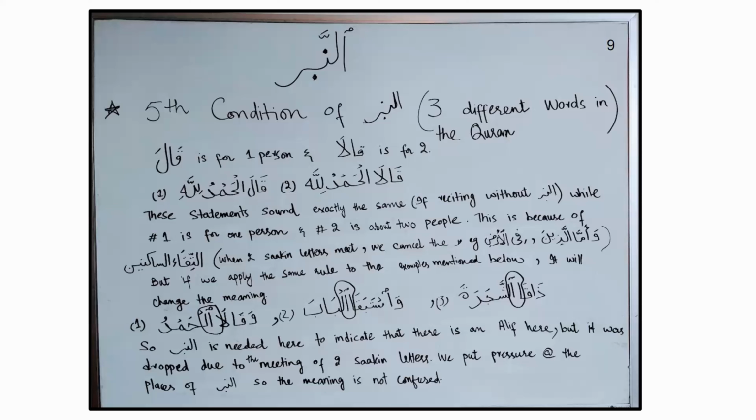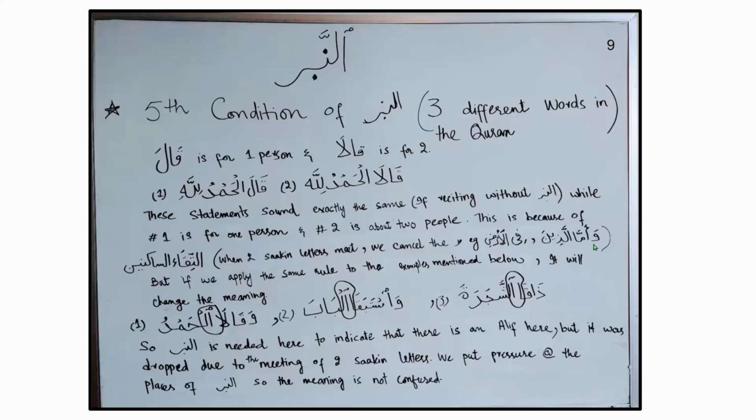And this is because of the rule of ittaqa as-sakinain. When two sakin letters meet, we cancel the mad. For example, if you see here, upon continuation, we recite it like this. Fil ardi. We do not say fii ardi. We do not stretch this letter ya mad. Rather, we cancel letter mad because of ittaqa is-sakinain, meeting of two sakin letters.